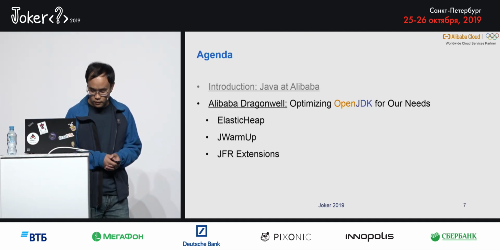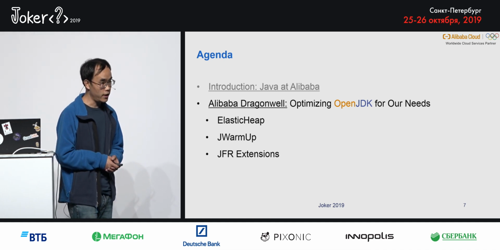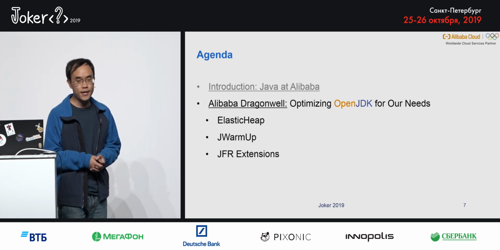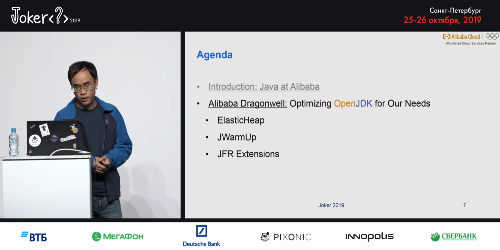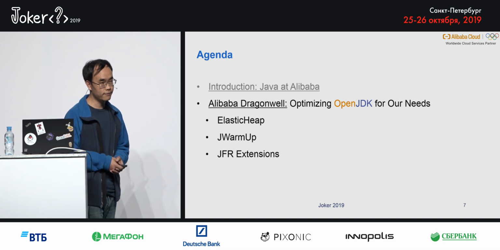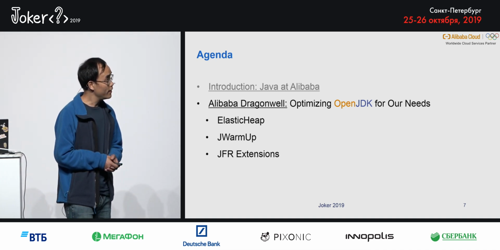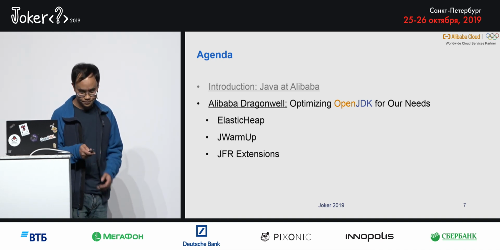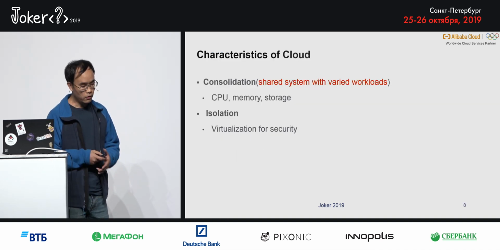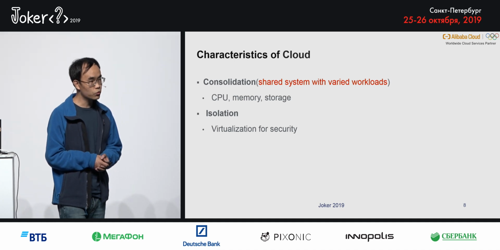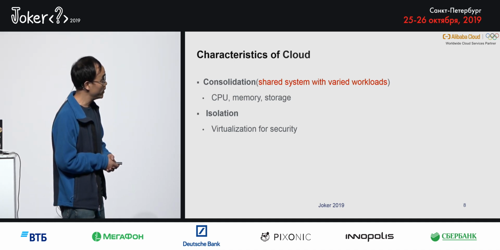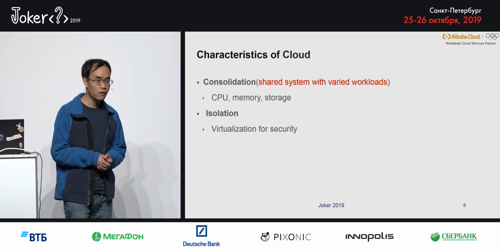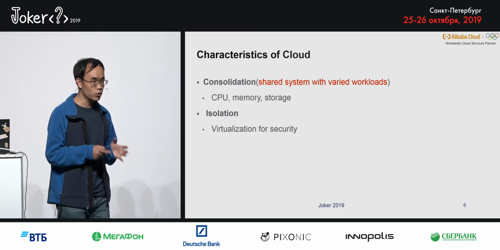Okay, I think this is a general introduction about our background and how we use Java inside Alibaba. Now we go to the major part, the technical discussion about these three features. The first feature is elastic heap. Before diving into details about the elastic heap, I would like to discuss the motivation behind it, why we want to do this.